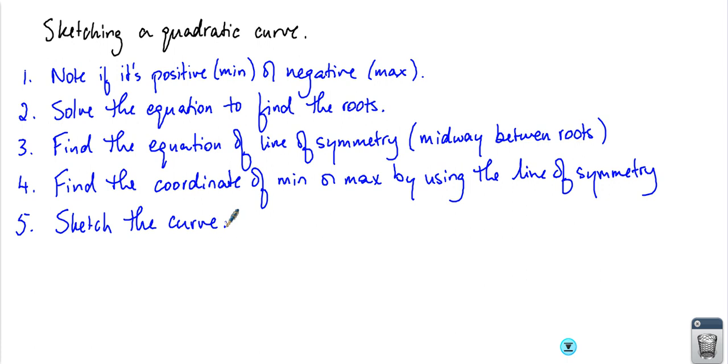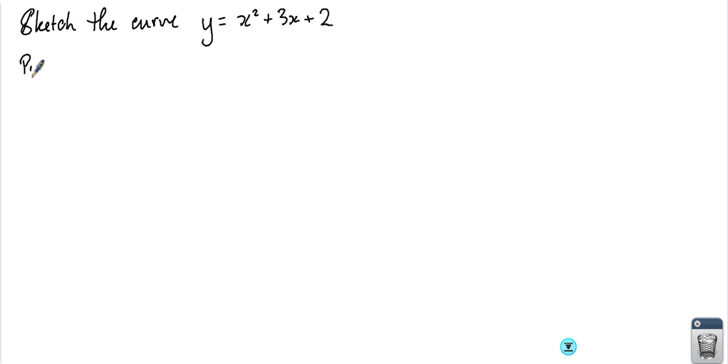So let's see an example so that you would be able to see those steps being worked out. Suppose I have to sketch the curve y equals x squared plus 3x plus 2. I need to solve how to sketch that equation. First of all, it is a positive curve, so it has a minimum.